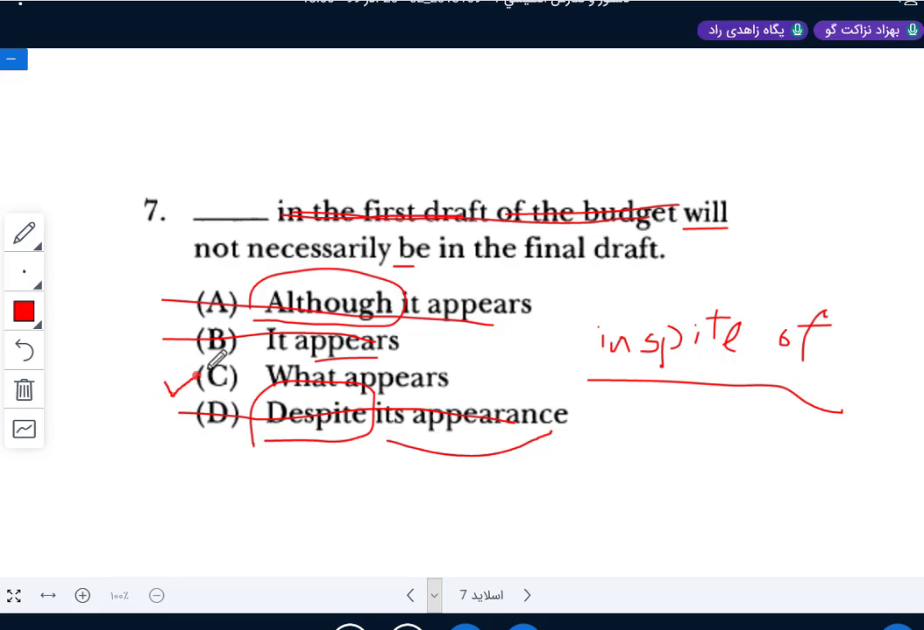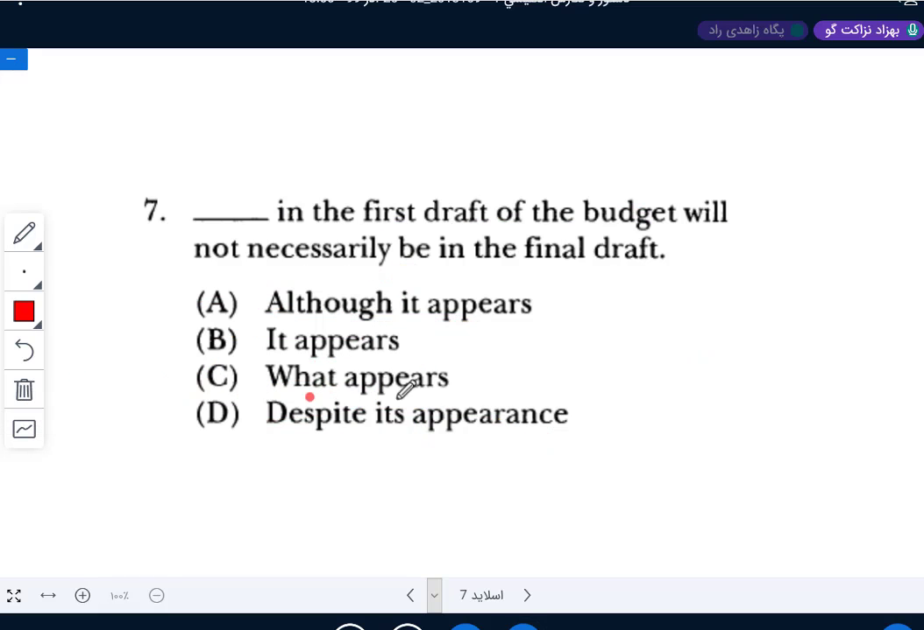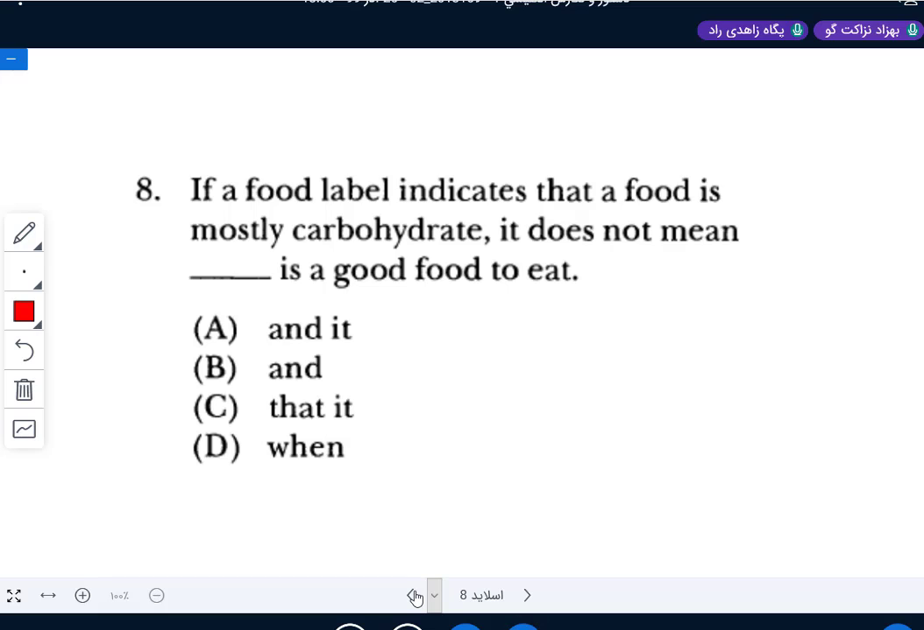Whatsoever is remaining is what appears, and this is a non-clause marker. What appears in the first draft of the budget. From here to here we have a non-clause, and a non-clause means it will be in the final draft. This is the main clause. So as you said, choice C is the best choice. Thank you so much. Let's go to the next one.